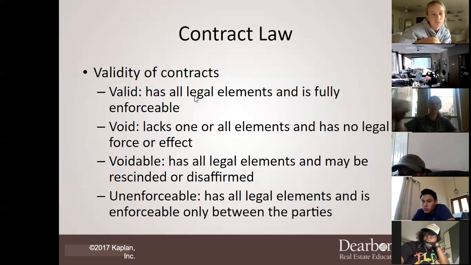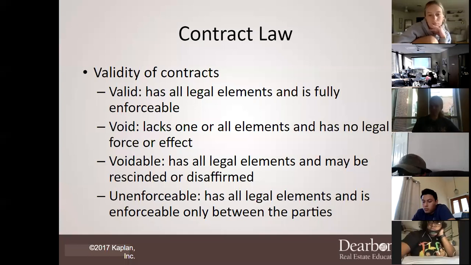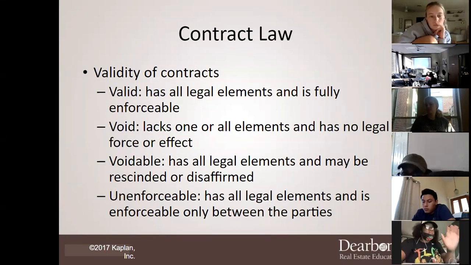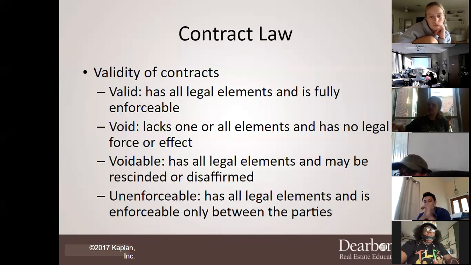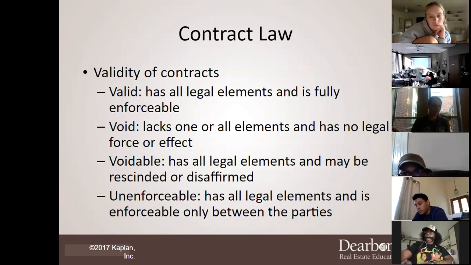Okay, validity of contracts. A valid contract has all legal elements and is fully enforceable. So a valid contract would have all of those. A void contract lacks one or all of the elements and has no legal force or effect. So like I said, if even one of those was missing, it's void.